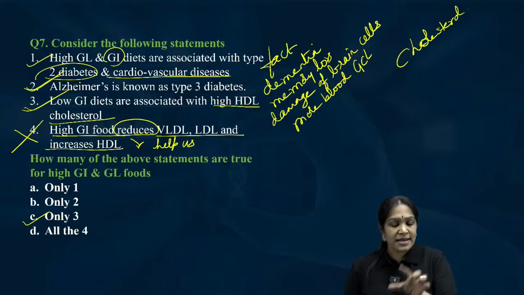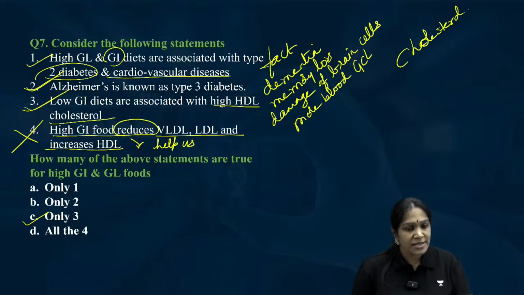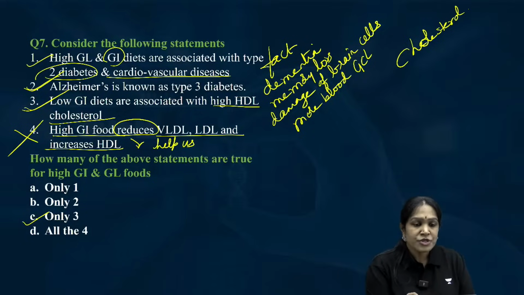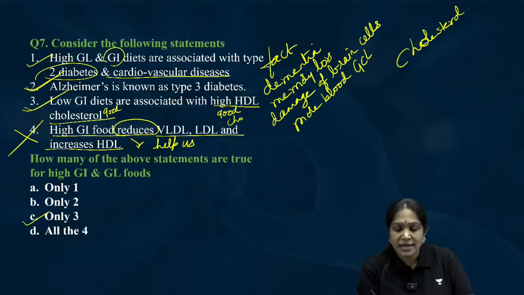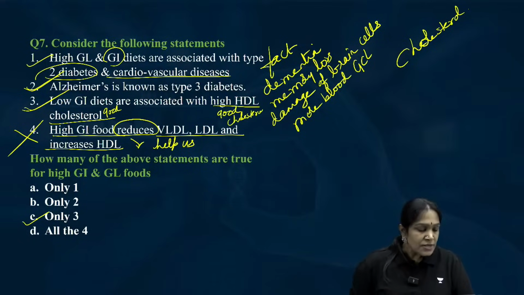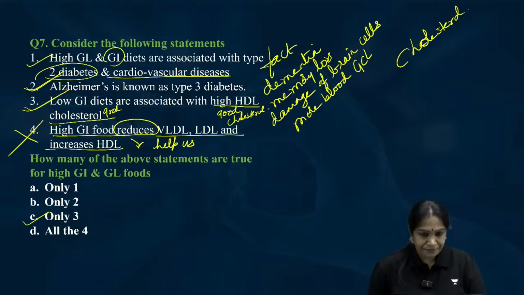Low GI diets are associated with HDL cholesterol, correct. Low GI diets are good, so they increase good cholesterol. Is it logical? Yes. So the right answer is 7C and the correct statements are 1, 2 and 3.